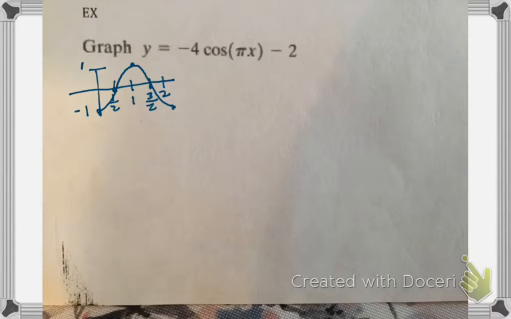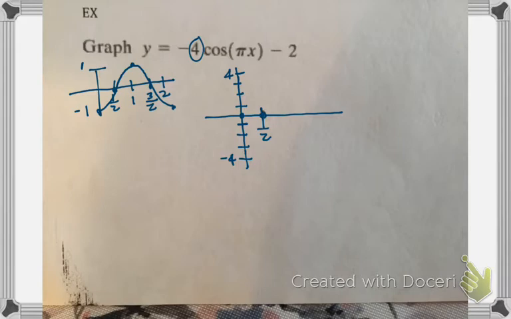Okay, now I want to take care of the amplitude. The amplitude is 4. So once again, I'm taking all my values and multiplying them by 4. So my graph is going to reach positive 4 and it's going to go down to negative 4. Okay, so at 1/2, the value was 0. 0 times 4 is just 0. We'll leave that alone. I forgot to do 0. At 0, the value was negative 1. Negative 1 times 4 is negative 4.